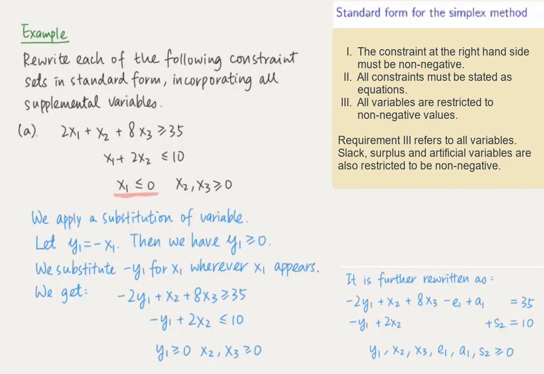If we manage to find a value of y1 that satisfies all these constraints here, we can obtain the corresponding value of x1 that also satisfies all the constraints here by simply taking the negative value of y1.